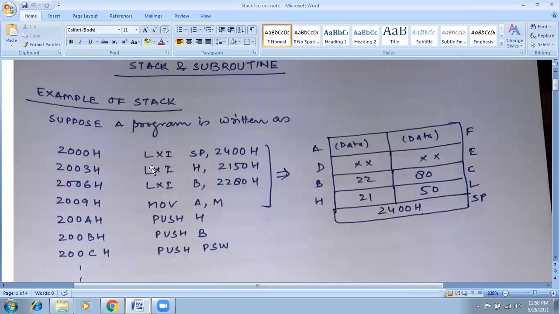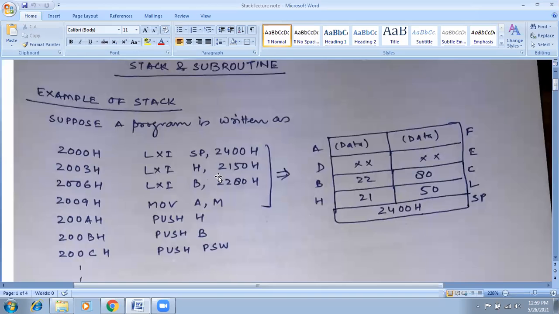So in this way, these 3 instructions are going to load a 16-bit number immediately. The first instruction loads a 16-bit number, that is the address of a memory which is to be used as a stack, in the stack pointer. The second one loads the data 2150 in the HL pair. And the third one is the BC pair, which is loaded with 2280.